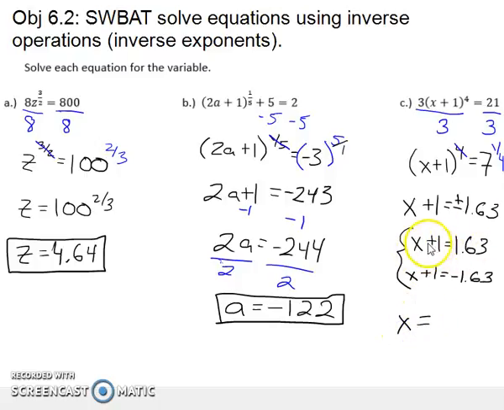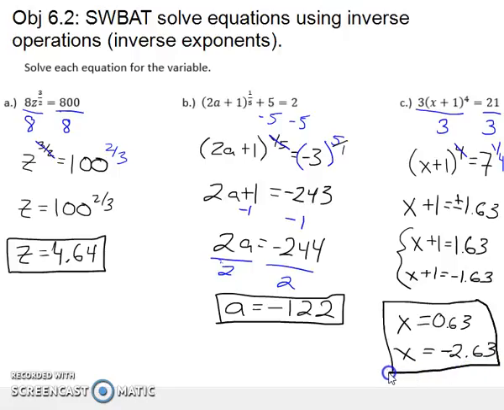In the first one, if you subtract 1 on both sides, you get 0.63. And in the second one, if you subtract 1 on both sides, you get -2.63. So if you have an even denominator, you're going to get 2 answers. Sometimes you'll have plus or minus at the end. Sometimes you'll have an additional step like this. So that is it. We have solved equations using inverse operations, specifically inverse exponents.